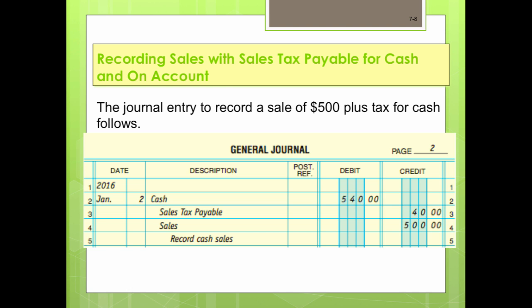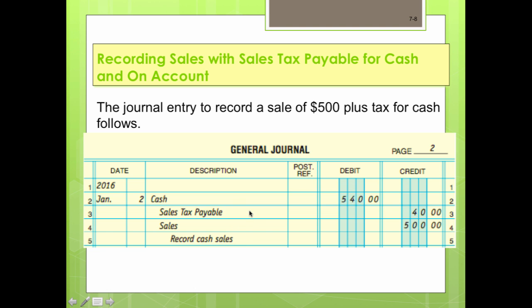The amount collected from the customers would be $540 in this case, which is $500 for the merchandise plus $40 for the sales tax. So the journal entry to record a sale of $500 plus tax for cash is presented in this slide. And we do that by debiting our cash for $540. And we credit two separate accounts. One of them is going to be for the sales tax payable for $40. And the other one's going to be for sales or revenues for $500. And this is to record cash sales.